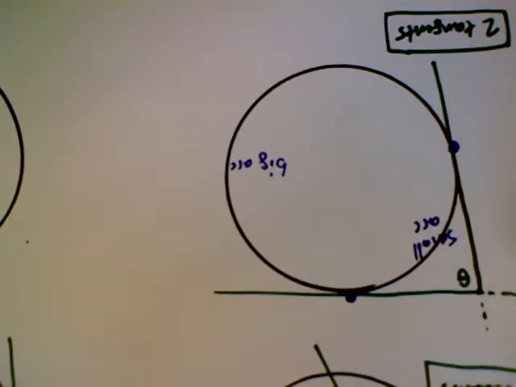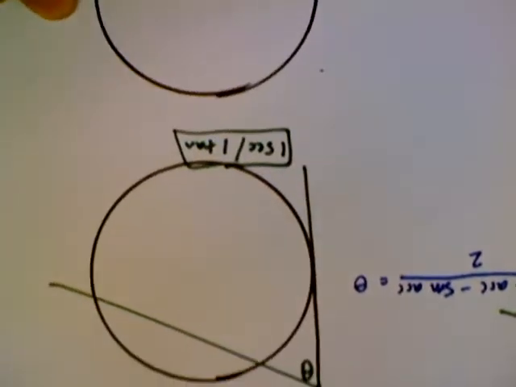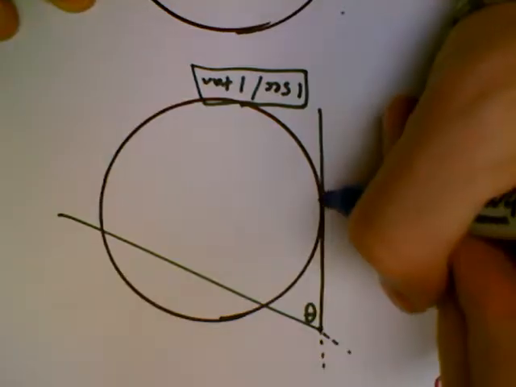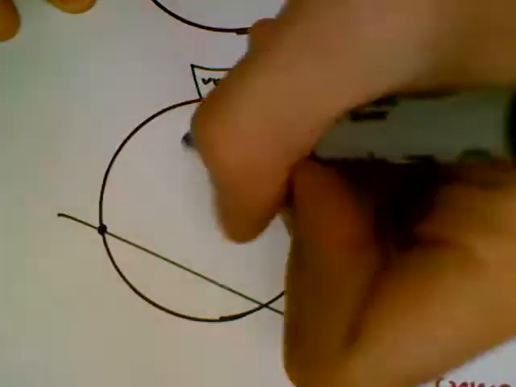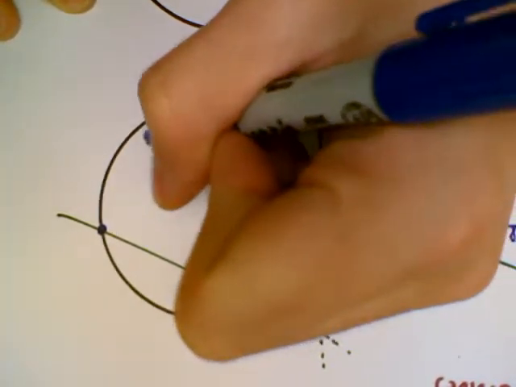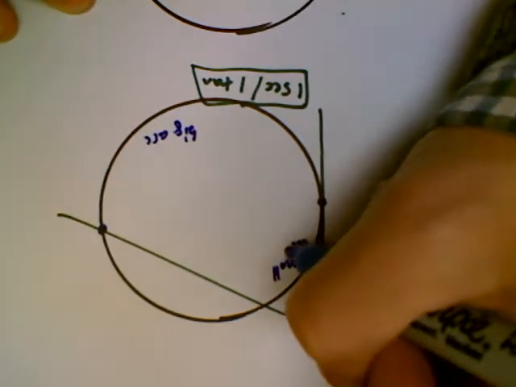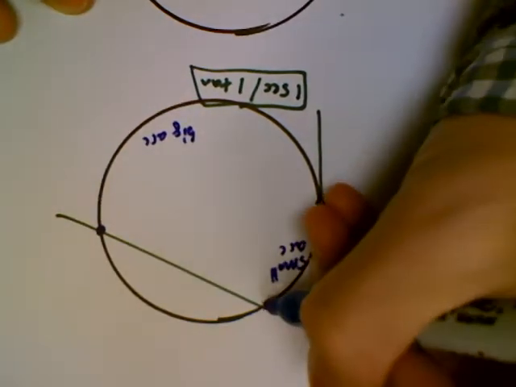I can also do that with this one over here, my one secant, one tangent example. I've got a big arc that goes from here to here. And then I've got my small one that goes from here to here.